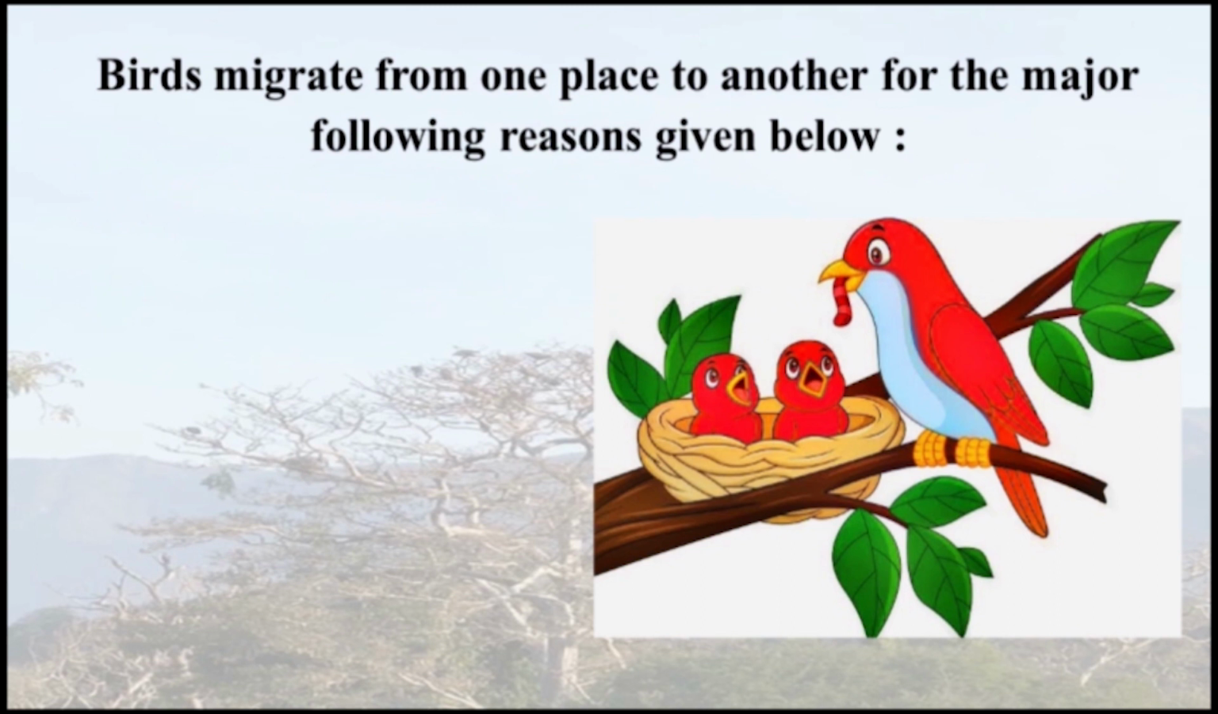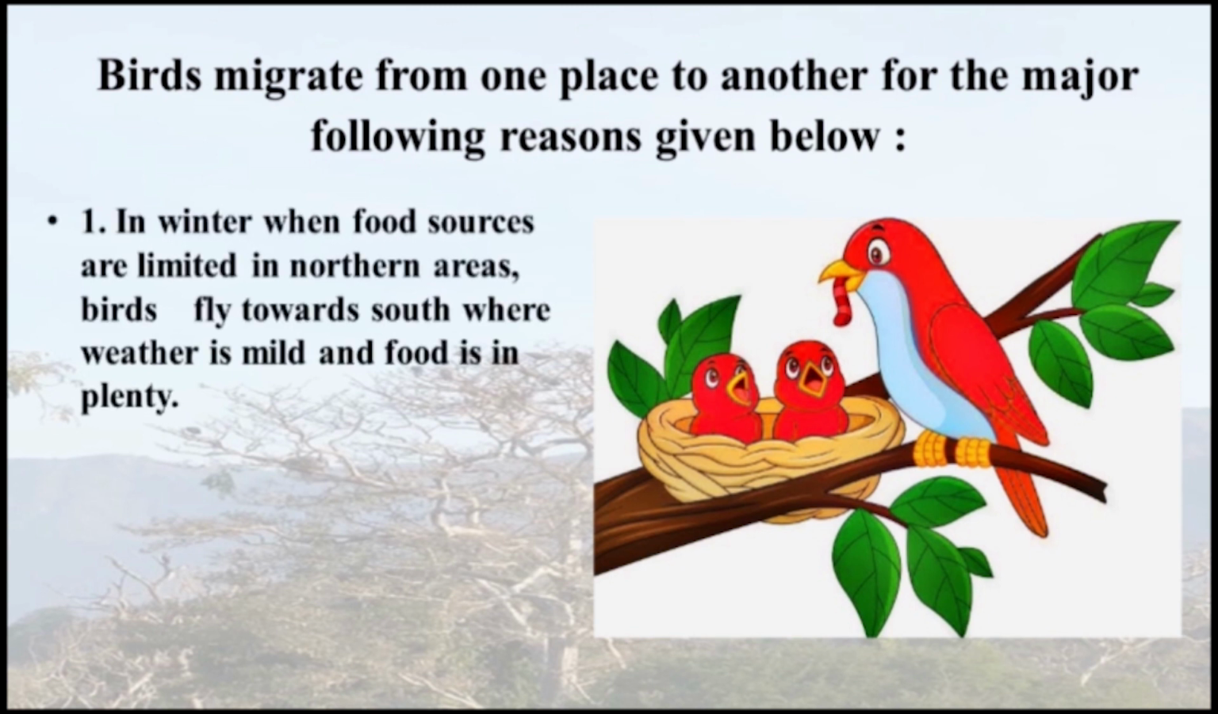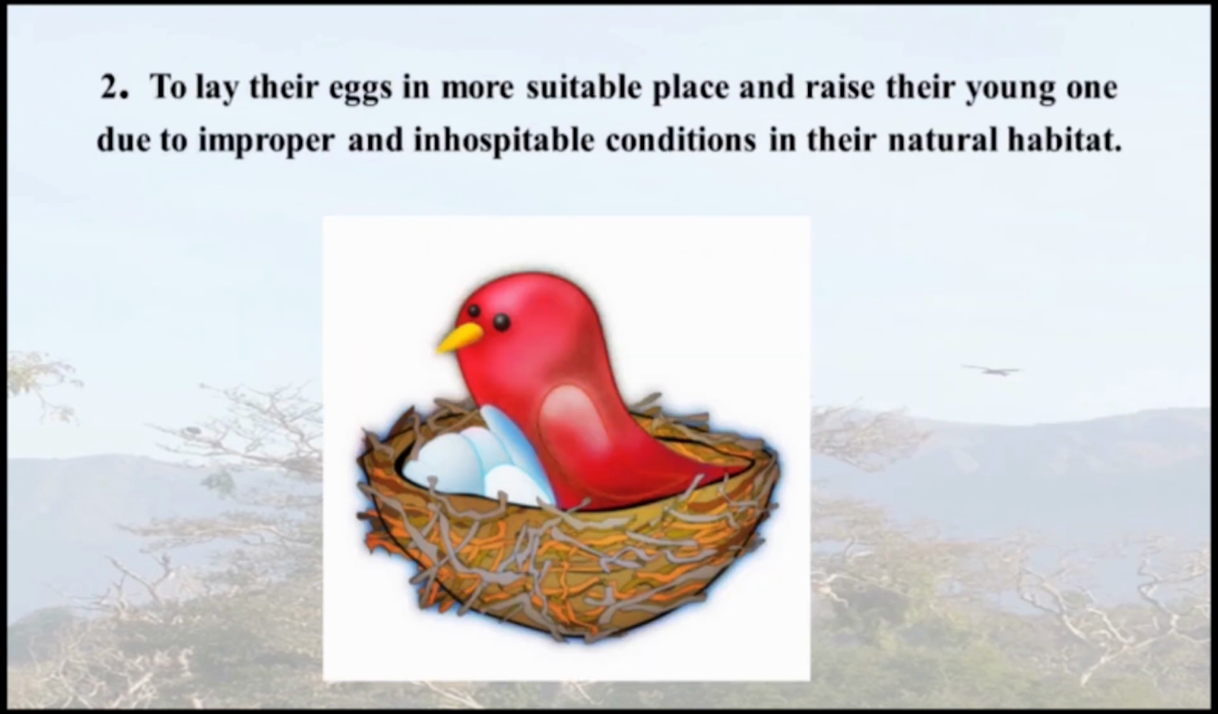Birds migrate from one place to another for the following major reasons. In winter, when food sources are limited in northern areas, birds fly towards the south where the weather is mild and food is plentiful. Secondly, to lay their eggs in a more suitable place and raise their young, due to improper and inhospitable conditions in their natural habitat.